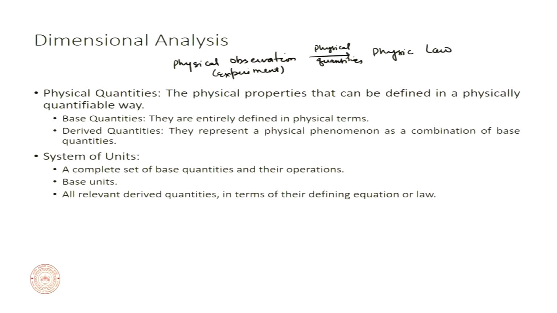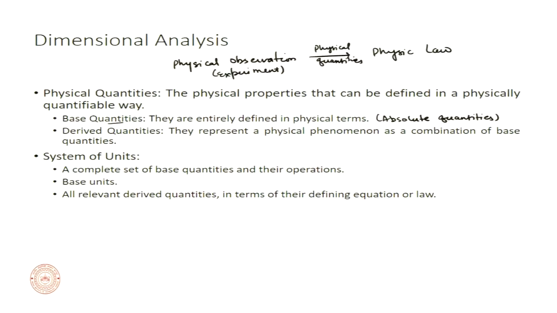Okay. So, there are two kinds of physical quantities. The first is a base quantity and the second is a derived quantity. So, a base quantity is something that is entirely determined by physical terms, which means that there is no other way of getting those quantities, like mass or time. You can say that these are absolute quantities. There are no other quantities which can derive these or determine these.